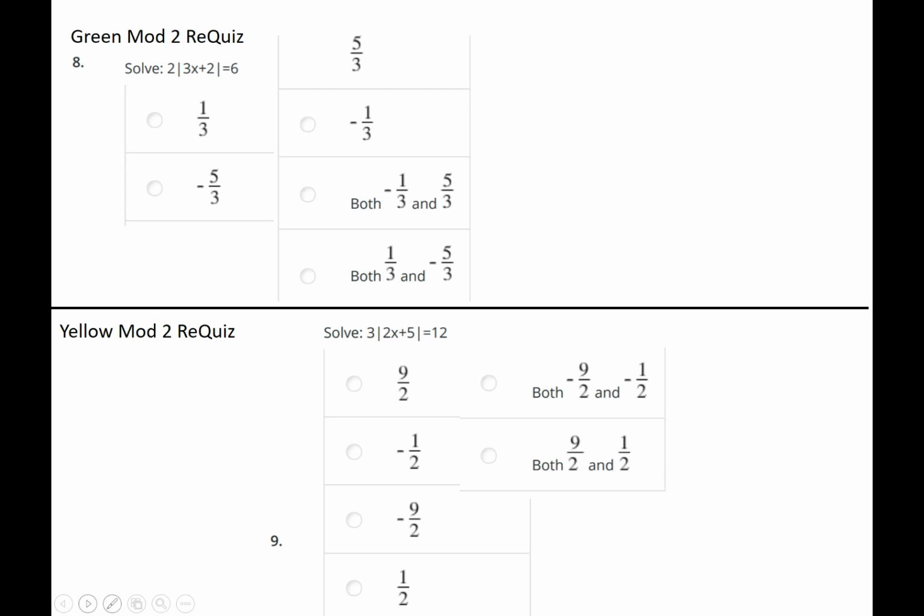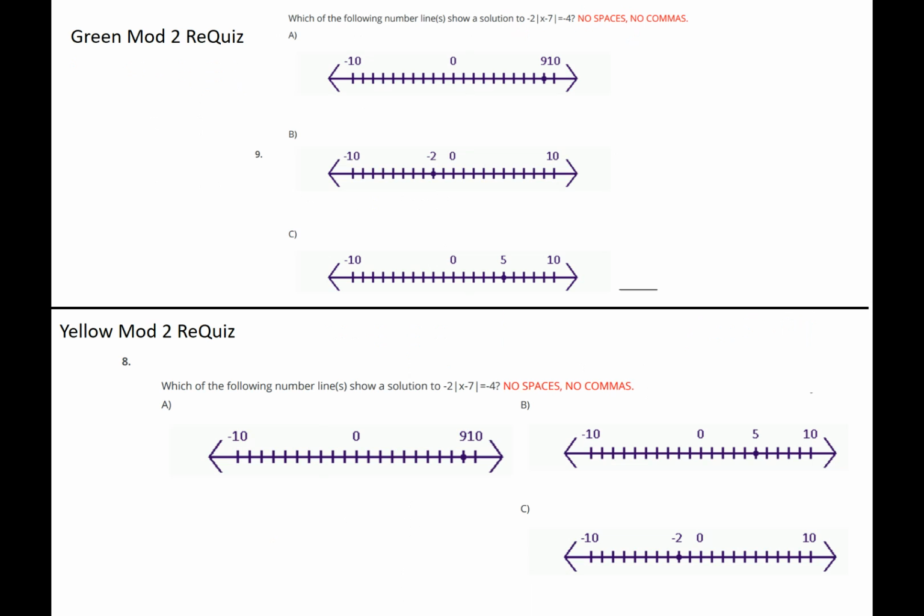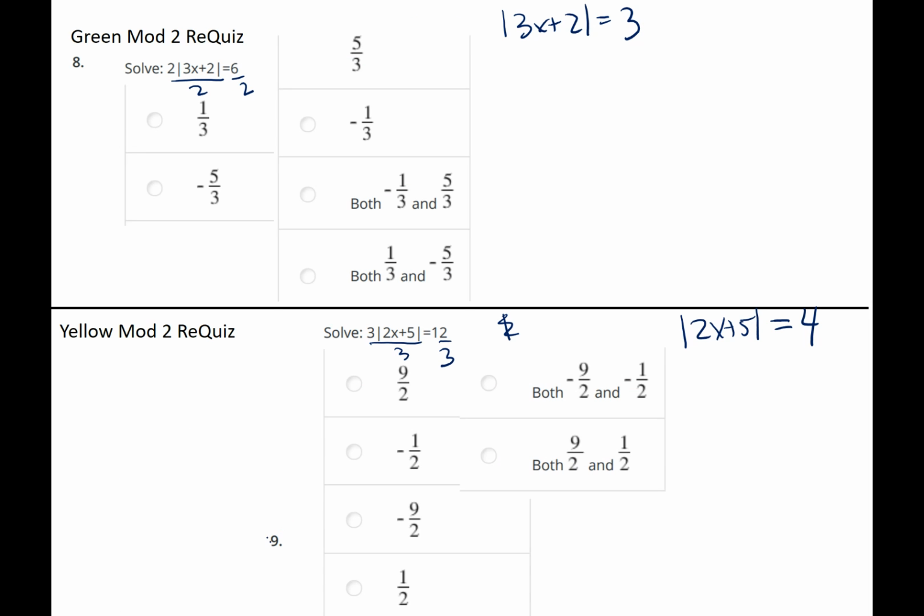All right, on this one, the first thing we would have to do is on this one here, we would divide it by 2, get that coefficient off the front. And this one we would divide by 3. So here we would have the absolute value of 3x plus 2 equals 3. On this one, we would have, I'm going to leave myself some space here, the absolute value of 2x plus 5 equals 4. Then we're going to split it into a positive expression. I notice this one was 9 on the yellow and 8 on the green. A positive expression and a negative expression. Always on the expression, not on the number. So I'm going to do the same thing in this one.